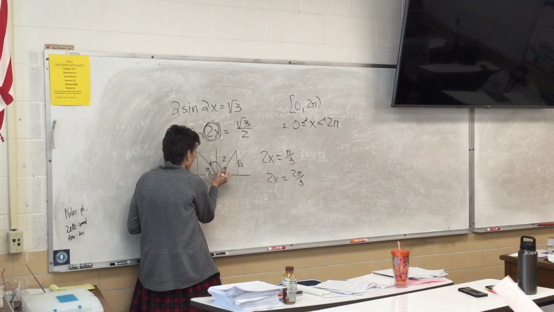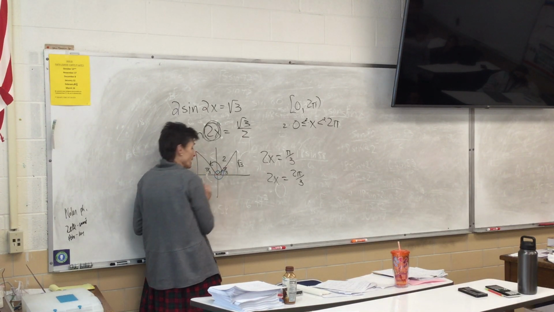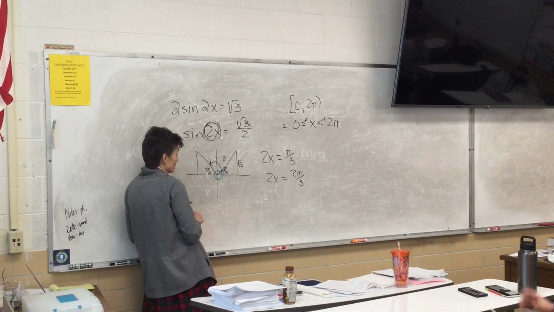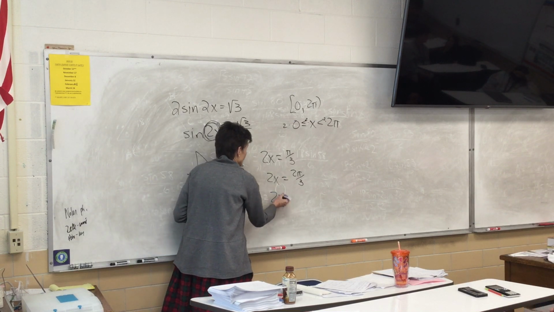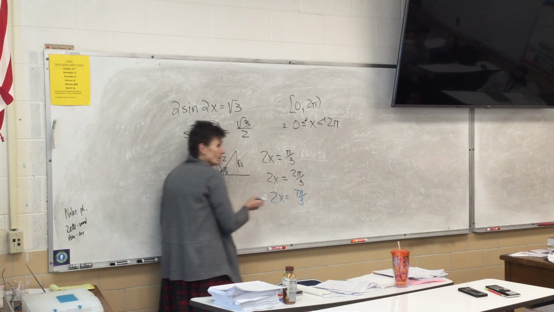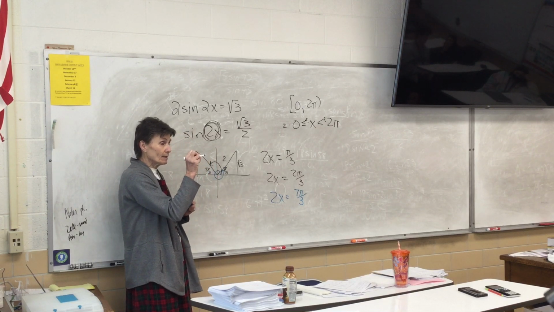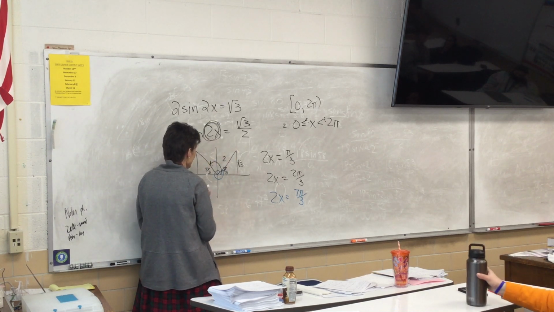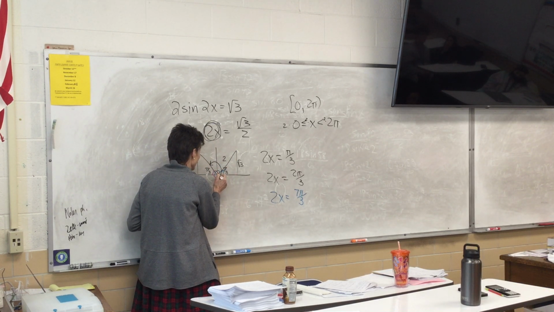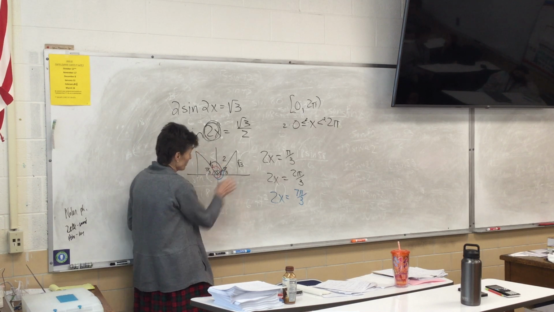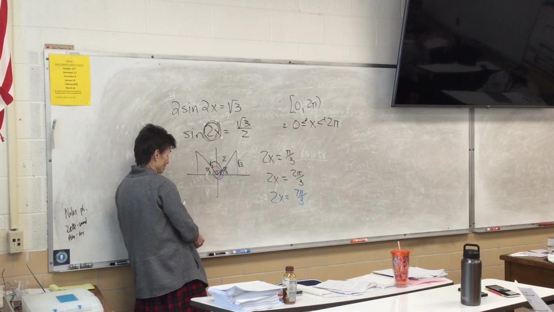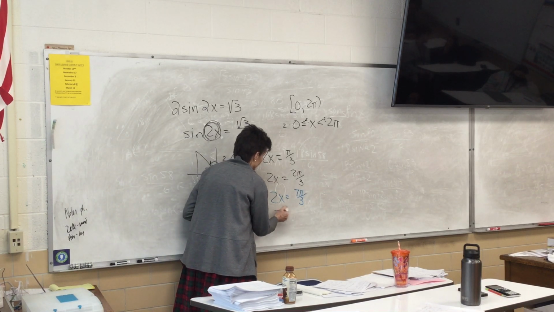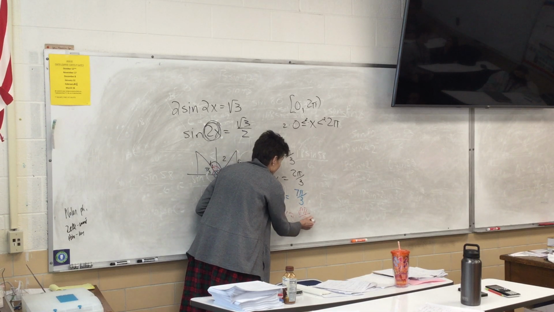So what would this coterminal angle be? This angle that's coterminal with pi over 3, what would that one be? 7 pi over 3? Because it's 2 pi plus pi over 3. And then what would this red one be that is coterminal with 2 pi over 3? What would that be? 8 pi over 3.